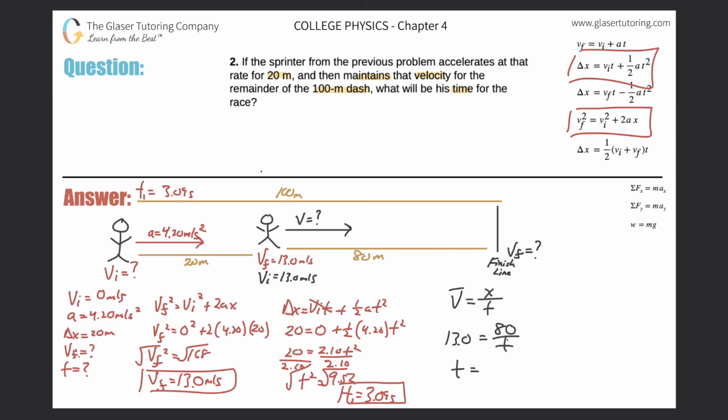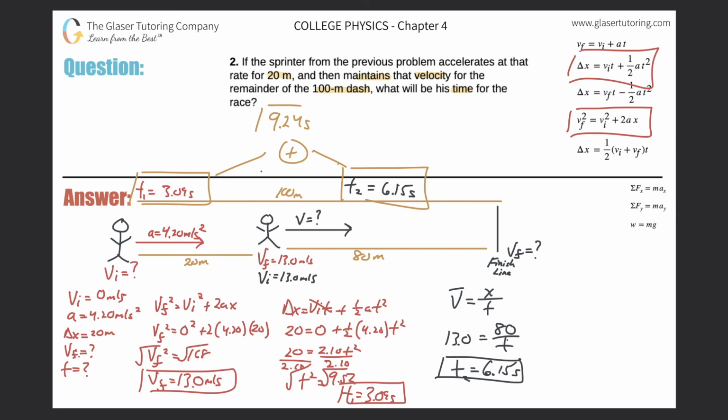So simply do a cross multiplication. 80 divided by 13, we get a value of 6.15, and that's in seconds. That's for the second frame of the problem. So let's put that here. T2 would have been 6.15. And now how do we solve for the total time? We just take time 1 and time 2 and add them together. So we get 3.09 plus 6.15, and we get 9.24. So we get 9.24 seconds total time.